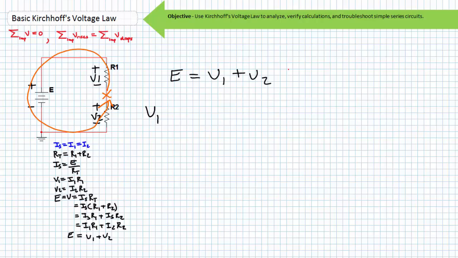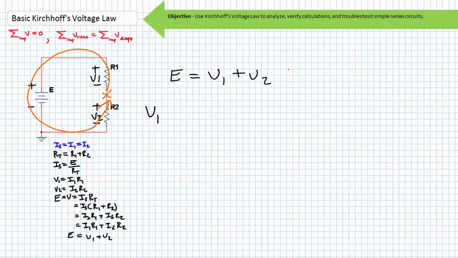Whoa, wait a second, some of y'all might be saying. I thought passive elements like resistors are voltage drops, not voltage rises. Yeah, that is true if we're doing it smart and easy. But we're doing it dumb and hard just trying to prove a point. When you travel in this direction, you're going in a negative and coming out a positive. So V1 is now considered a voltage rise.